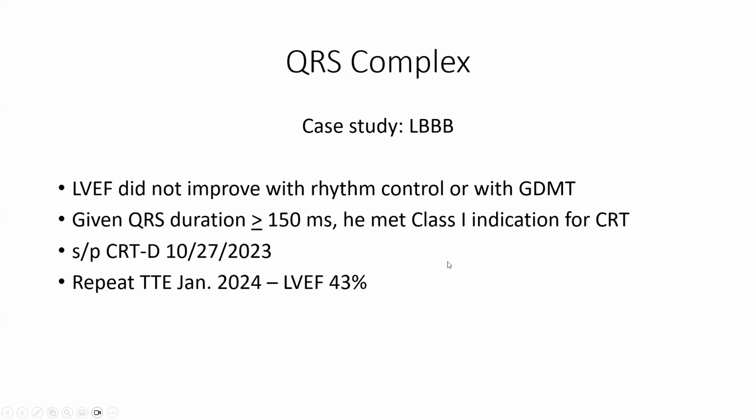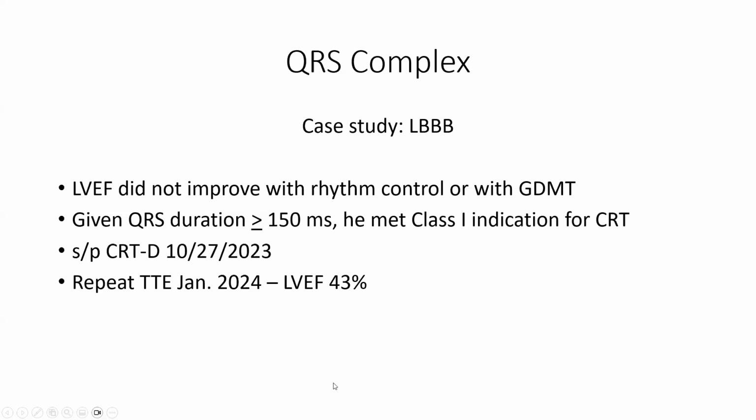His heart failure was treated with guideline-directed medical therapy. Because he had a very wide QRS, he ended up receiving a biventricular pacemaker or cardiac resynchronization therapy with leads both on the right and the left side of the ventricles to help the lower chambers resynchronize and squeeze more effectively. And this helped to improve his ejection fraction.